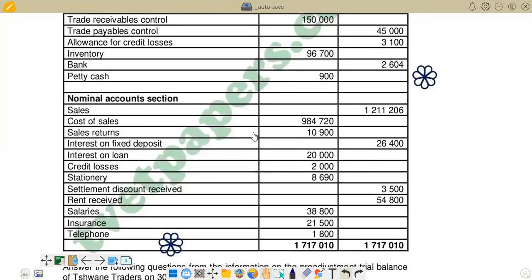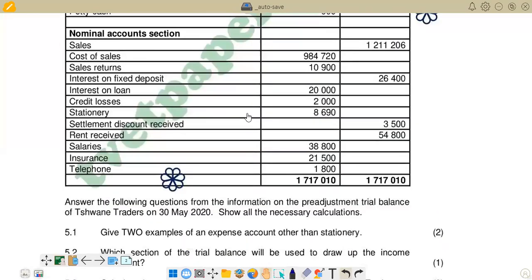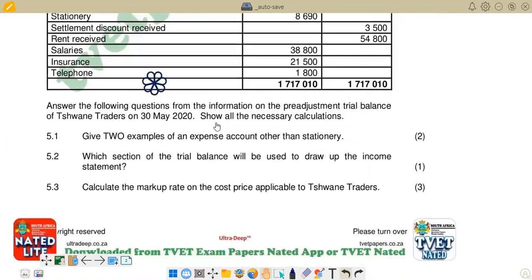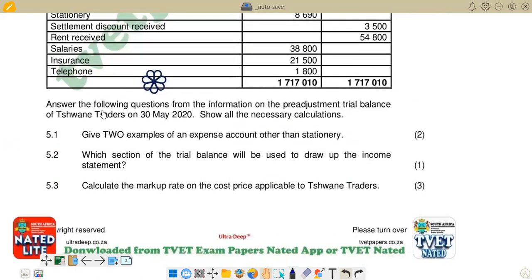If you go down the question, you will see that we have information below the table. It reads: answer the following questions from the information on the pre-adjustment trial balance of Squani Traders on 30 May 2020. Show all the necessary calculations. The first question is saying, give 2 examples of an expense account other than stationery. So they need examples of expenses that we are given in the trial balance above.